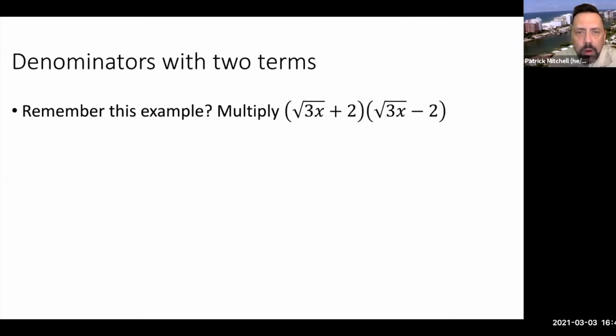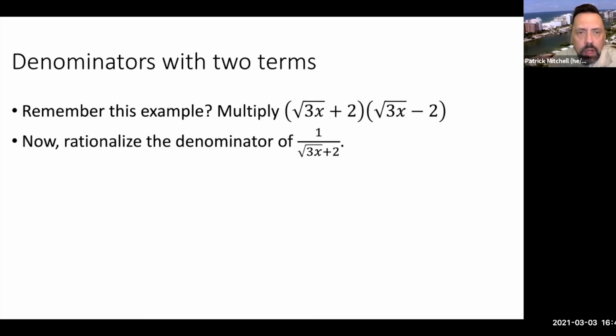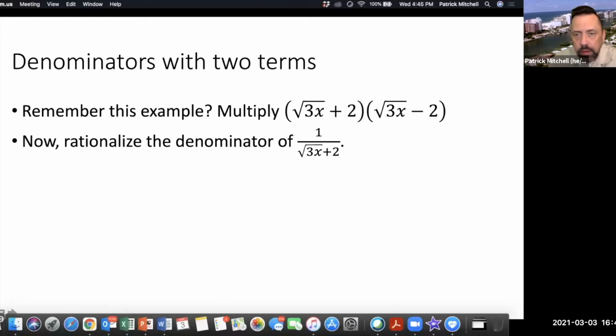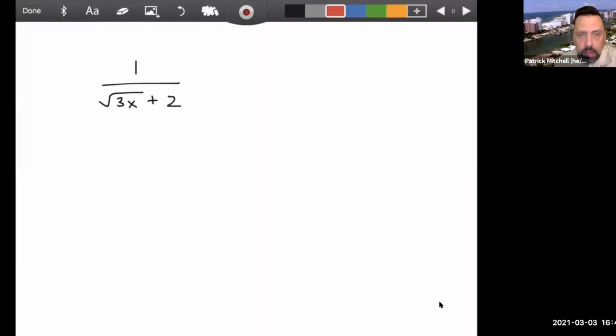All right, so what we're going to do to rationalize the denominator of 1 over the square root of 3x plus 2, using that example that we just looked at. Since we know that multiplying the square root of 3x plus 2 and the square root of 3x minus 2 will give us an expression that doesn't have any radicals in it, we should multiply the top and the bottom of this expression by the square root of 3x minus 2.